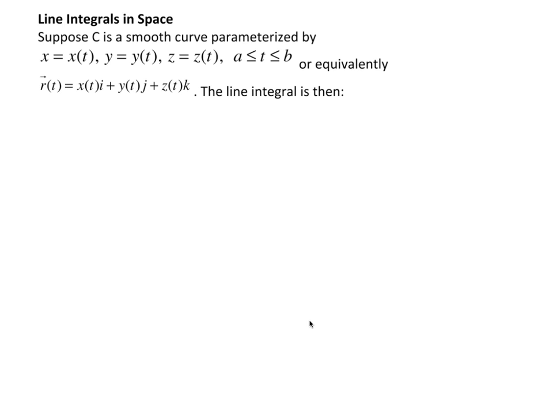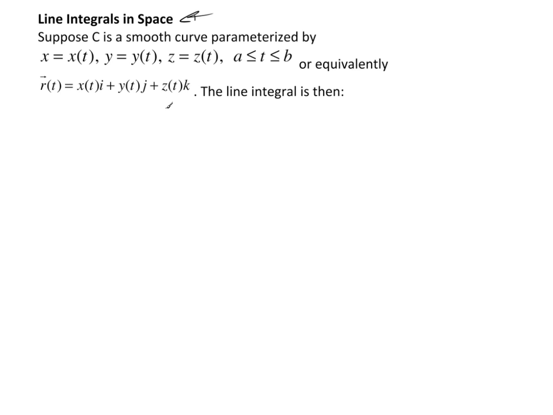Let's go ahead and get off the XY plane and start looking at space curves and talk about the idea of line integrals in space. Now, suppose that C is a smooth curve parameterized by x equals x of t, y equals y of t, and z equals z of t, for t going from a to b. Or equivalently, we can write it as a vector equation of r of t equals x(t) i plus y(t) j plus z(t) k.